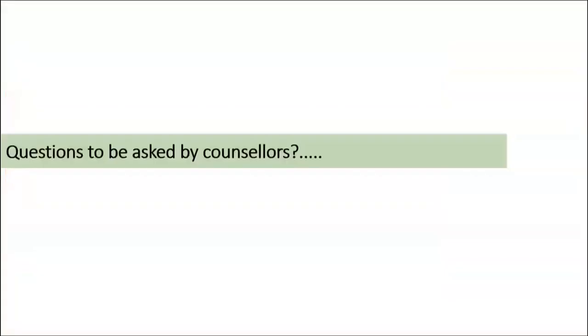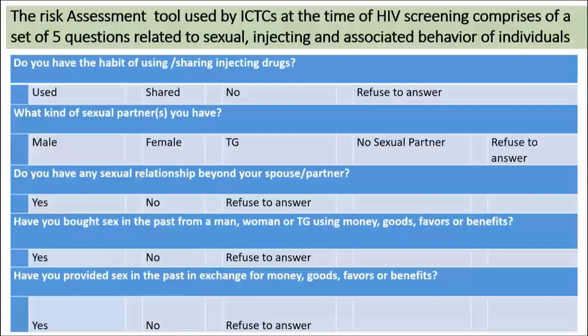The questions to be asked by the counselors are inbuilt into the SOCH itself. There are 5 questions we usually ask in the SOCH, and most of the basic service division personnel at the SACS levels are aware of this. These are the 5 questions we consider for profiling the risk of the particular client who visits the standalone ICTC on their own.